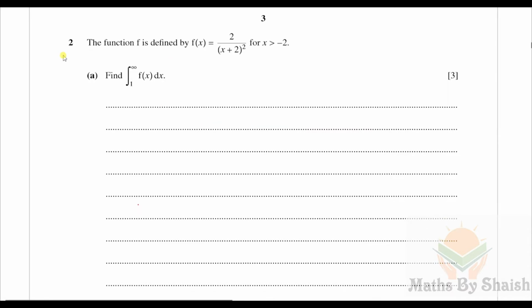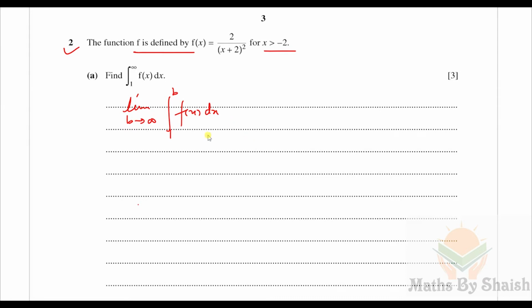Here's the second question. The function f is defined by f(x) is equal to 2 over (x plus 2) whole square for x greater than minus 2. Find the integration, this is improper integration from 1 to infinity of f(x) dx. So first of all, at the place of upper limit infinity, we'll put b, and then we are going to find the limit b tends to infinity of the integral from 1 to b of f(x) dx.